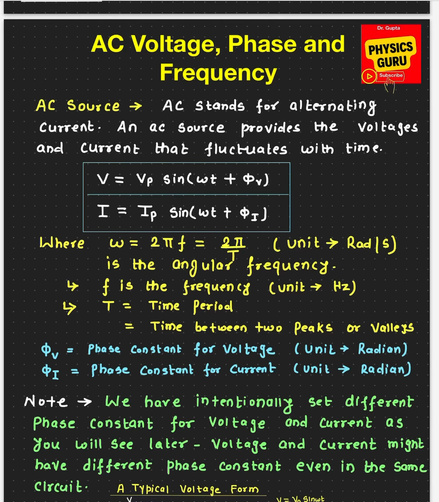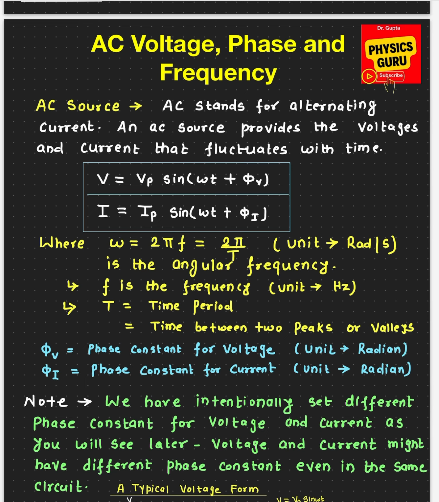In this video, we'll talk about the AC voltage, phase and frequency. AC stands for alternating current. What does that mean? That means the voltage and the current fluctuate as a function of time. It is not a constant quantity, just like a DC source. It is changing as the time passes by.